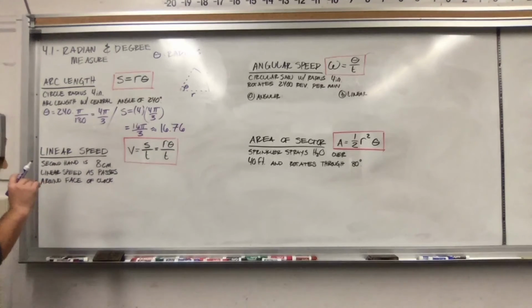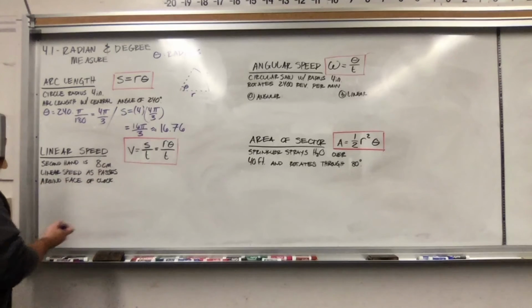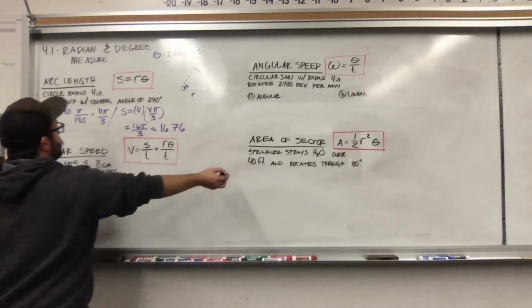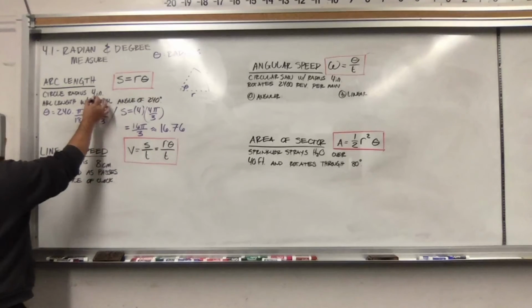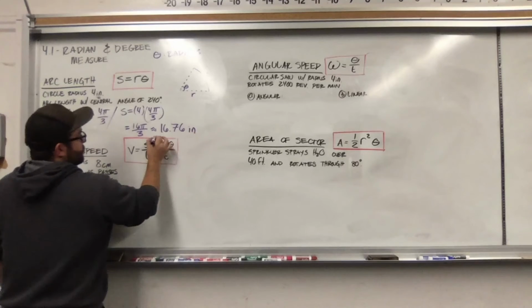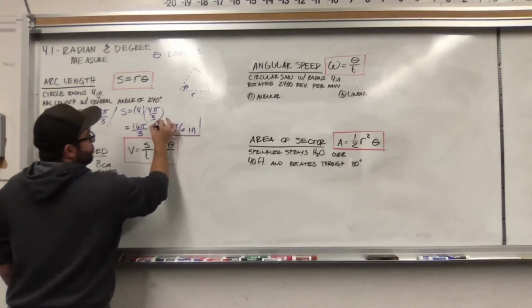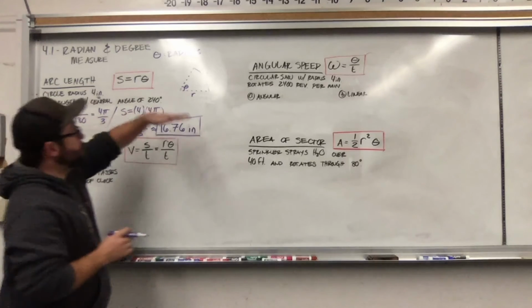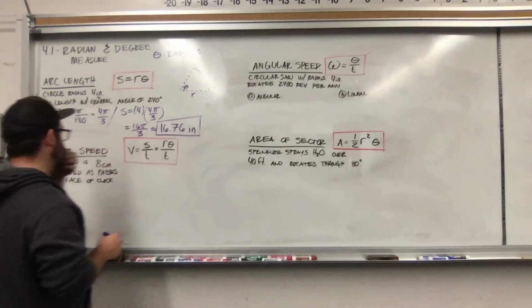16.76. And we want to think about it, 16.76 what, since it's an application? Well, arc length is a distance. So what was our measure for distance? It was inches. So that final answer should be in inches. So that's dealing with arc length. So it's that measure of that arc.